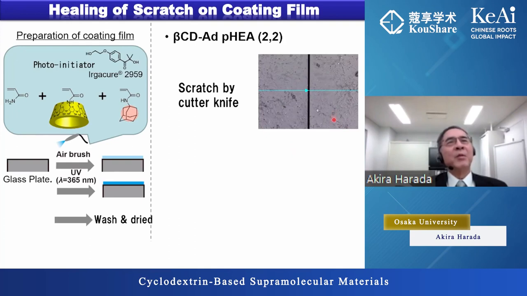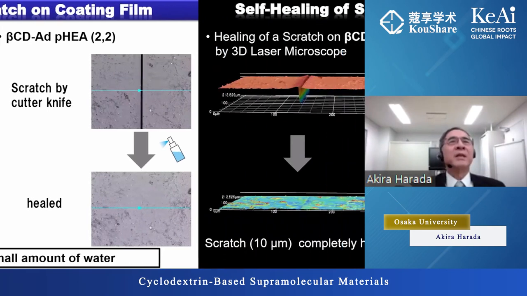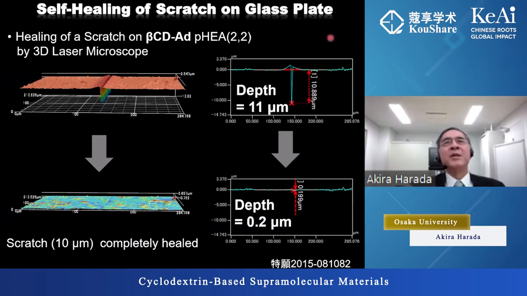The thin film was scratched by the knife blade, shown in the black line here. But then the film was sprayed with a small amount of water. The scratch disappeared, healed almost completely in a couple of minutes, right here. Very efficient. Now, these are the 3D laser microscopic images of the host-guest film, the supramolecular film, before and after spraying a small amount of water. The scratch of 11 micrometer depth almost completely disappeared and healed.